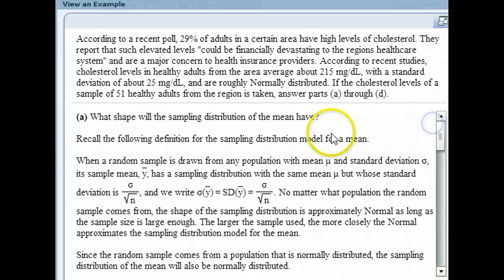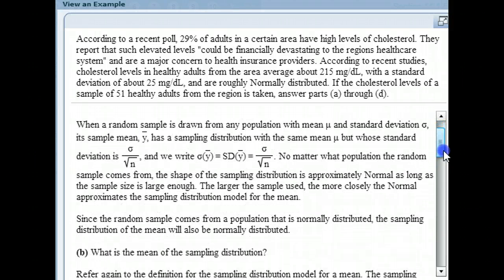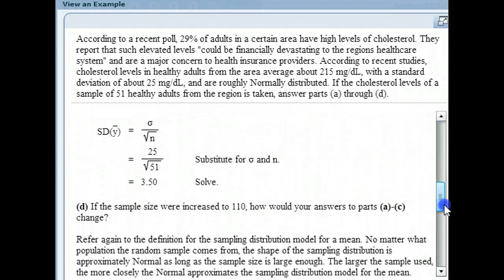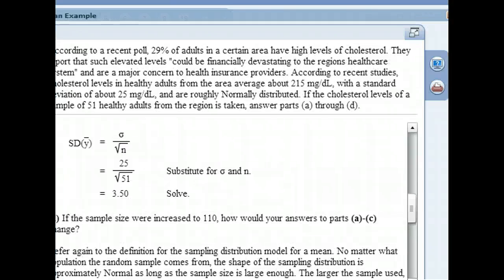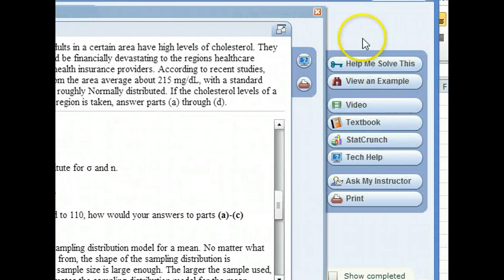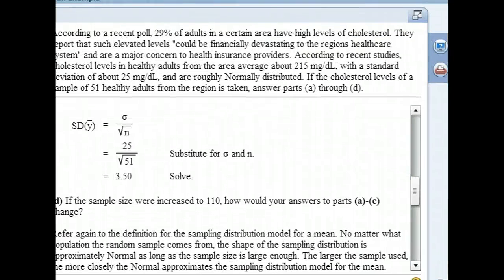You actually have access to this, so I went through it pretty quickly. But if you want to see it, really all you're doing is clicking on the View an Example tab when you have accessed this question.